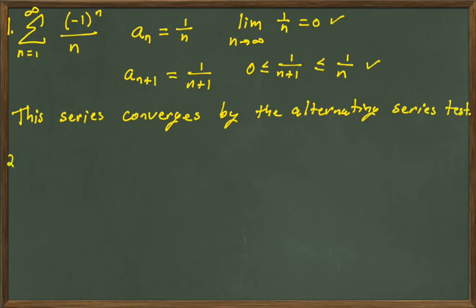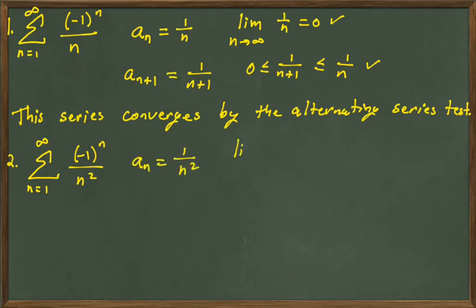Okay. So let's go ahead and look at another example. We're going to look at the sum n equals 1 to infinity of negative 1 to the n over n squared. And so our a sub n is going to be 1 over n squared. That's our seed sequence. So the limit of our seed sequence is 0. So the first criterion of the alternating series test is met. And now we need to show decreasing.